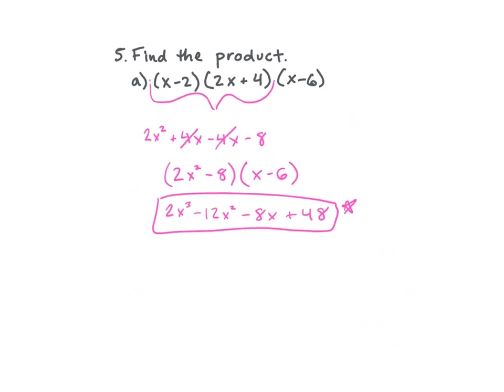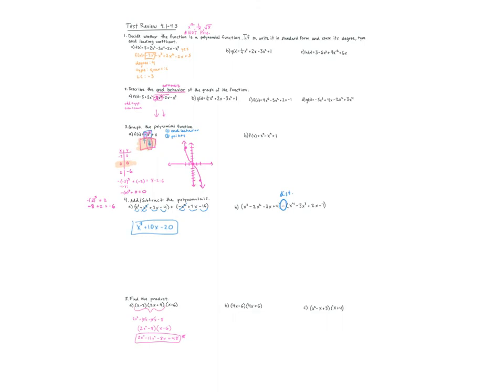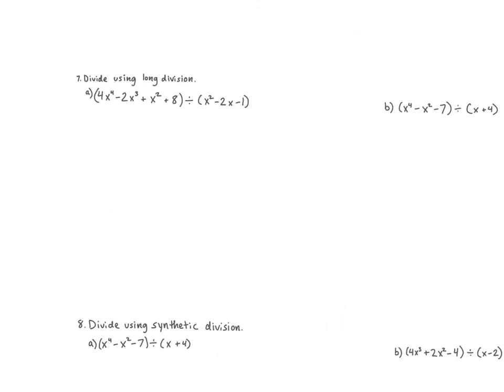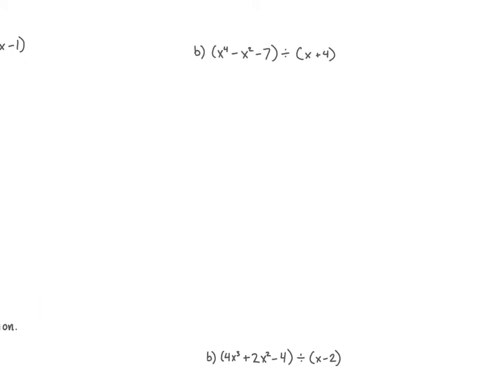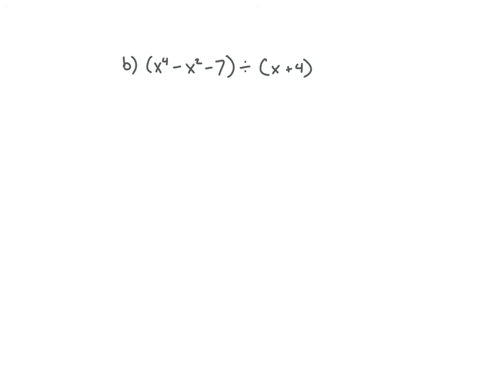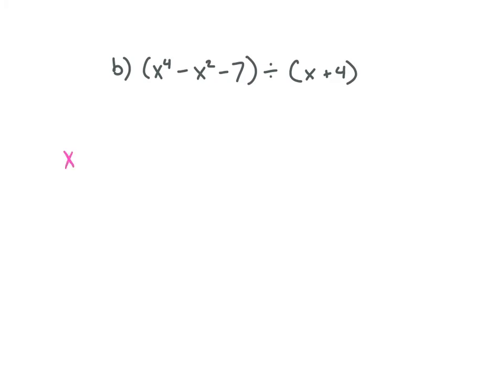Alright, I think that's the last one on this page. Yep, so let's go to the next page. So we're going to divide using long division. I'm going to save A for you. So let's look at B. What goes on the outside? X plus 4. We're doing long division. This one's B.